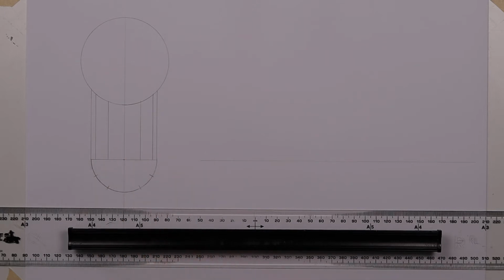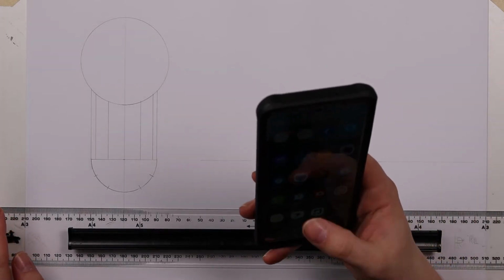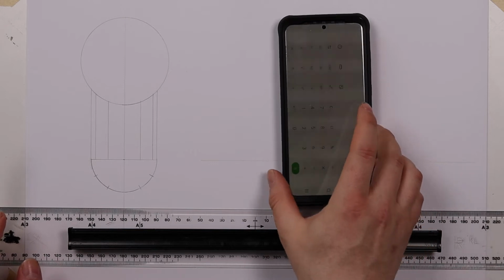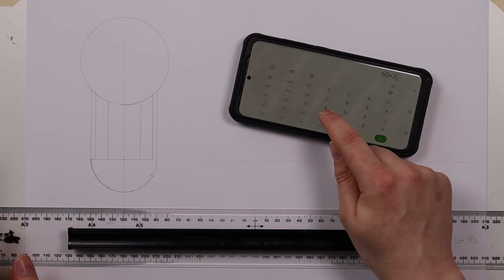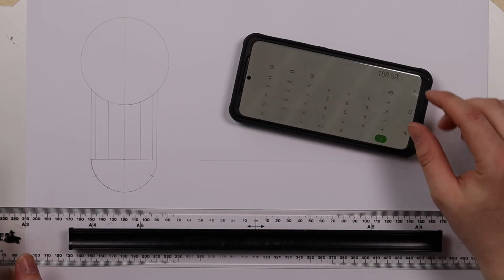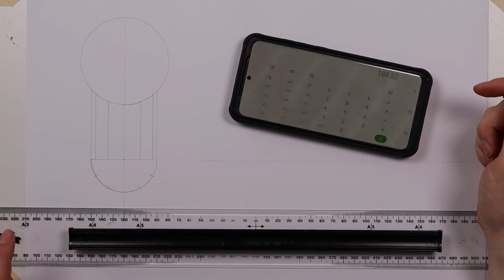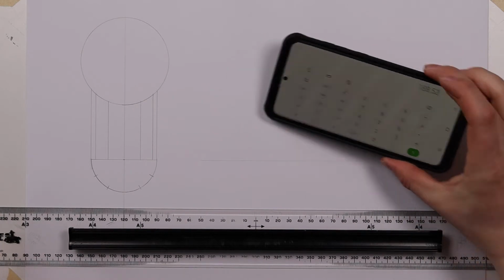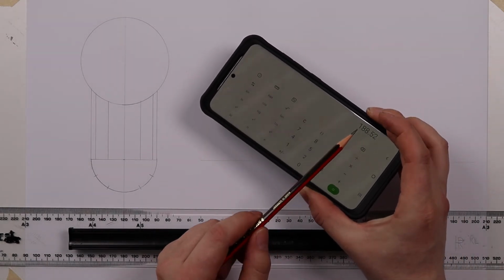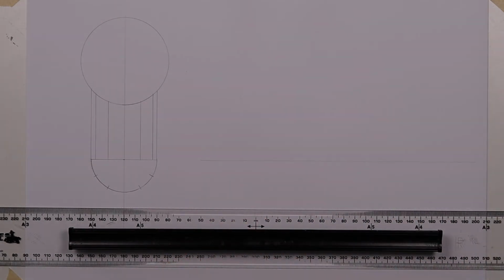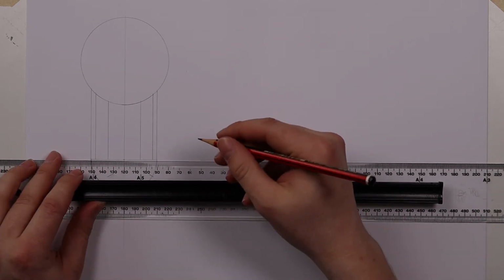So if this is a 60mm pipe, then our circumference is going to be 60 times 3.142, which is pi. I'll get my calculator here quickly. So we're going for 60 times 3.142, which is pi, press enter, and that gives us a circumference of 188.52. So what I'm going to do is I'm actually going to go slightly larger than that. I'm going to go at 189, so it gives us that 0.5 millimeter. So 189 millimeters is our overall circumference.